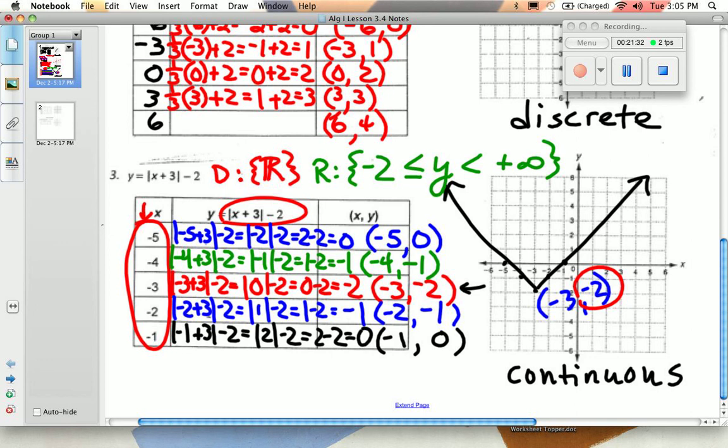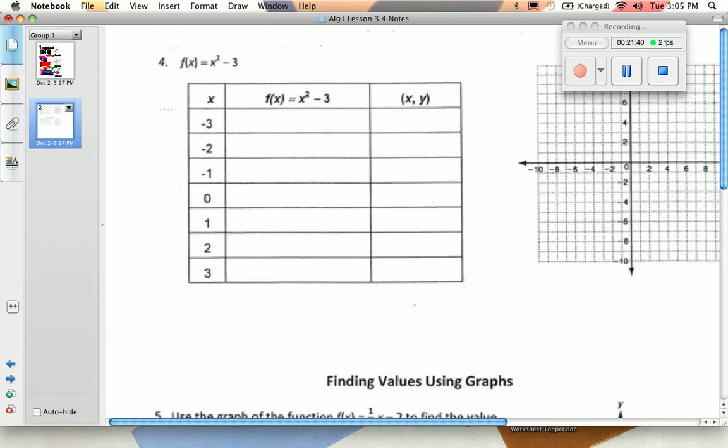Are you ready to move on? Okay, we've got one more of these types to do, where we are going to graph it and come up with a range and all that stuff. So look at that. What do you think? What's the domain for this one?